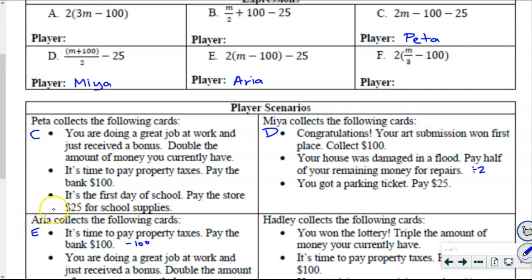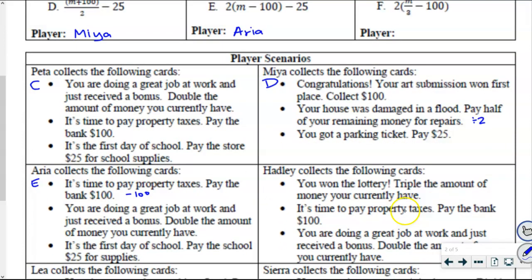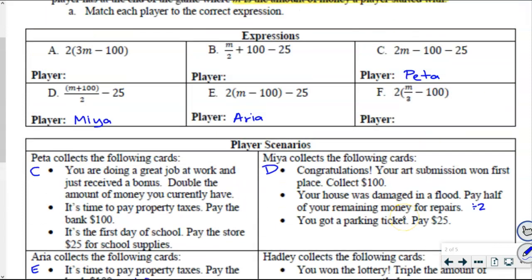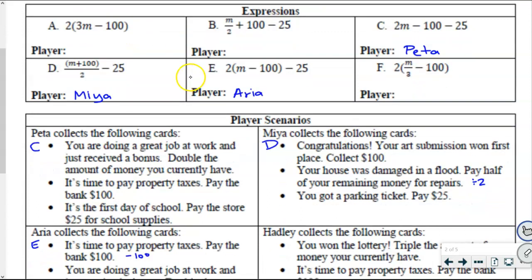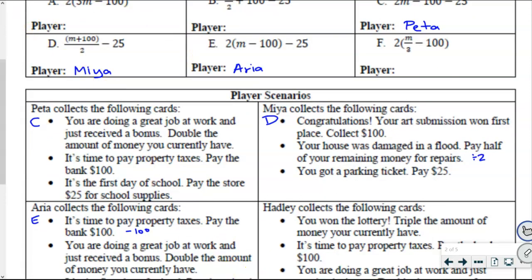Is there anybody who needs to make some changes to the pairs that they have made so far? We're doing okay? Okay. Hadley collects the following cards. You won the lottery, triple the amount of money you currently have. Which expression shows tripling the amount of money that we currently have, and shows that it's happening first? Gabe? A. We already discussed that when we saw that this was being doubled, even before it was doubled, it's first being multiplied by 3. So probably safe to say that Hadley is player A, but let's keep on reading.